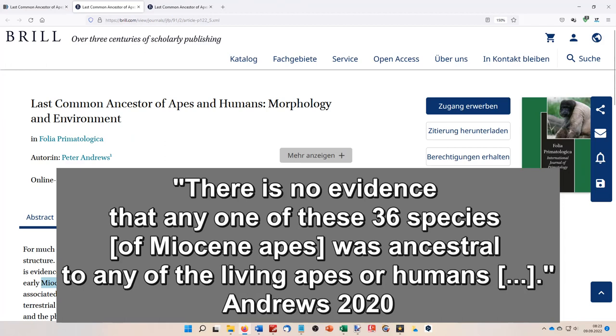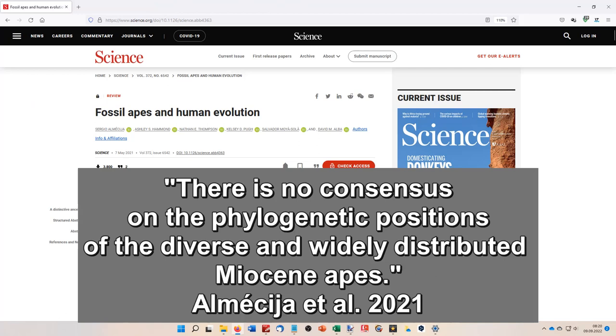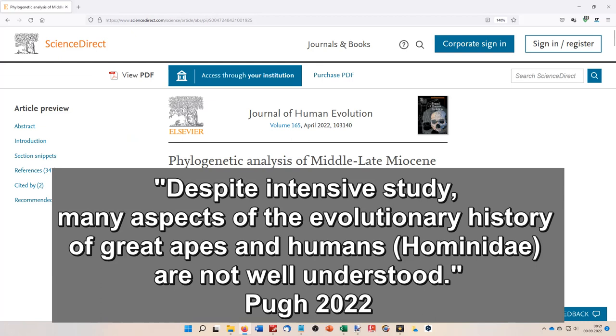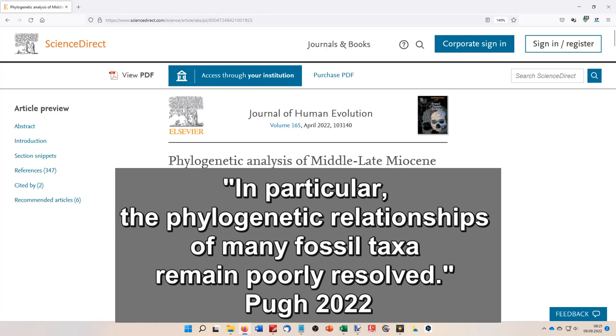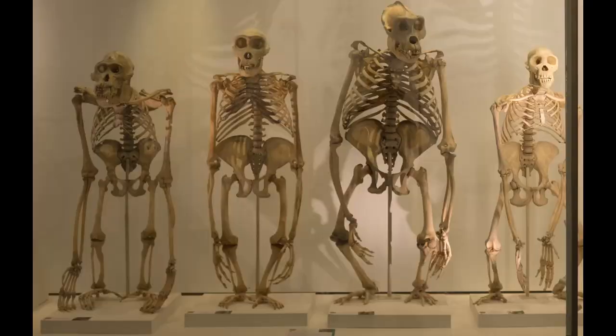Almasija and colleagues also write that, "There is no consensus on the phylogenetic position, that is, the evolutionary position, of the diverse and widely distributed Miocene apes." In addition, Pugh states that, "Despite intensive study, many aspects of the evolutionary history of great apes and humans, hominidae, are not well understood. In particular, the phylogenetic relationships, that is, the evolutionary tree position, of many fossil taxa, that is, fossil groups, remain poorly resolved." These problems are particularly severe in phylogenetic tree reconstructions, when the features of the body skeleton and skull and dentition are studied separately.